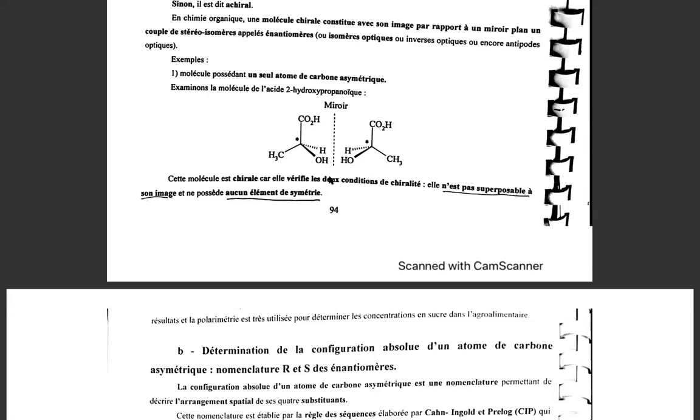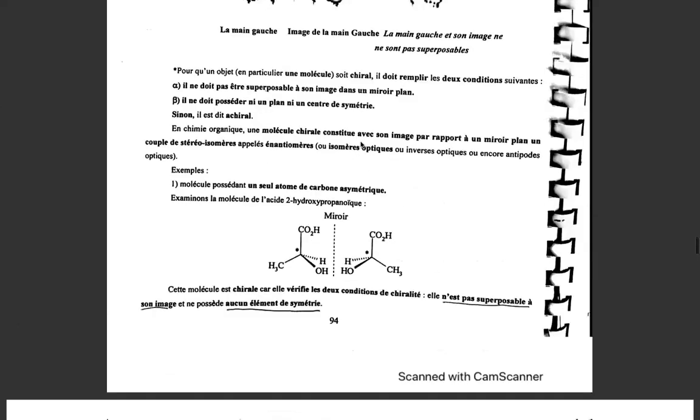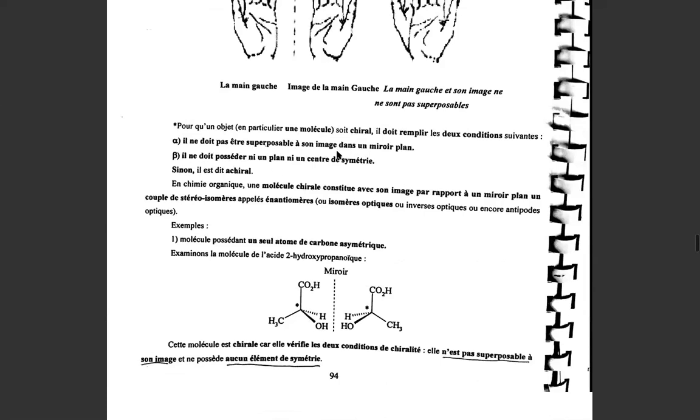In 3 dimensions. So when you place this 2-hydroxyl propanoic, it's a propanoic acid, so it means it comes from the family of carboxylic acid. If you place this 2-hydroxyl propanoic on a mirror, depending on how many times you're going to rotate it, the image you're going to produce will never, ever be superposable with its image.